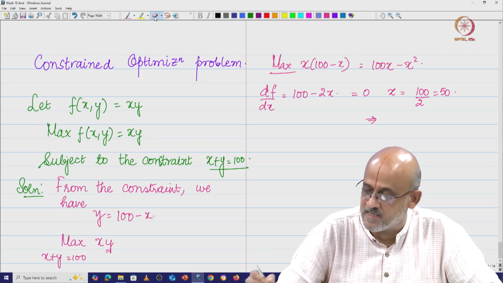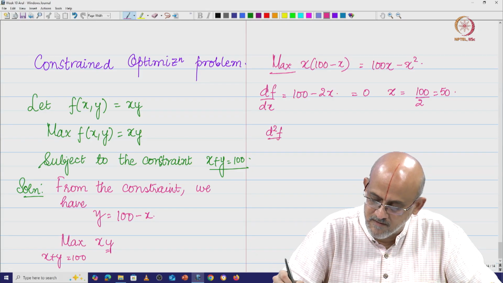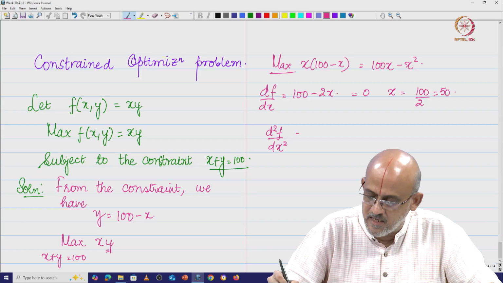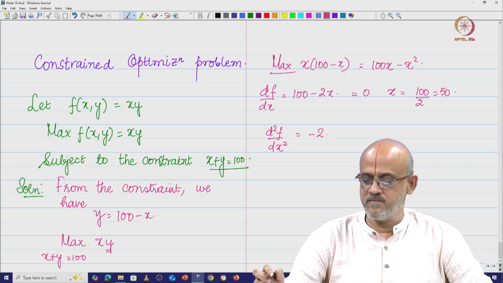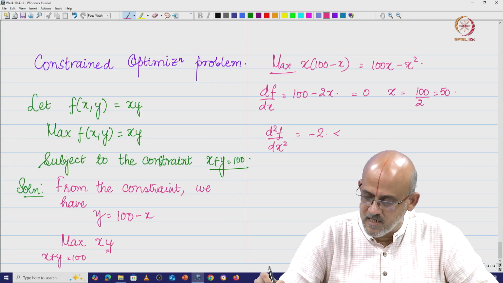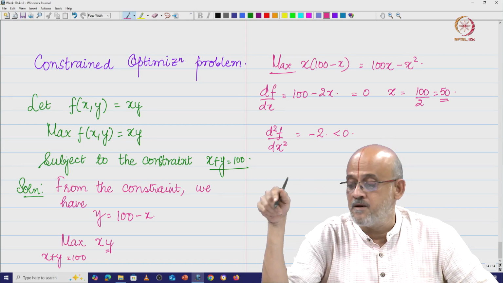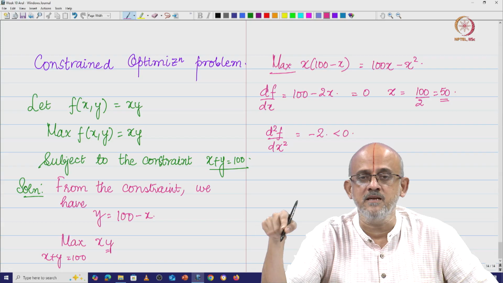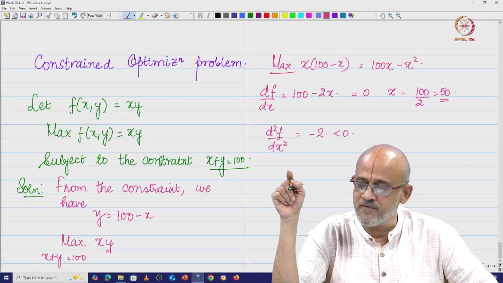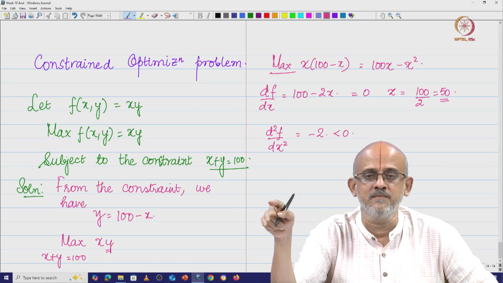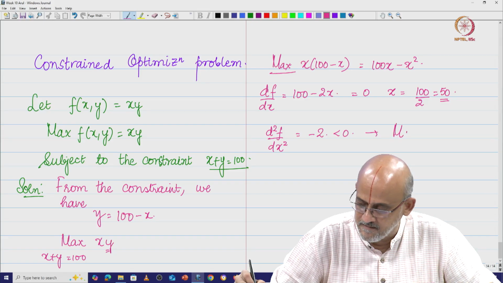First of all, we do not know whether that is the maximum value or whether maximizing is happening or not. Let us look at d square f by dx square. d square f by dx square is basically minus 2, and this value is less than 0. Therefore, at x is equal to 50, I have a max. But it is not only x is equal to 50, because I have a constraint which is x plus y is equal to 100. Therefore, y must also come into picture, so y must be equal to 50. This confirms it is a maxima.